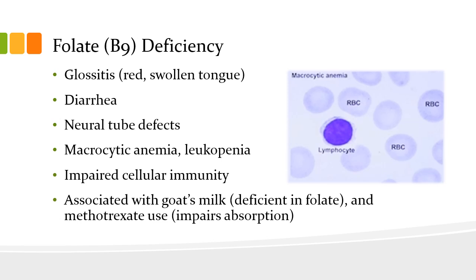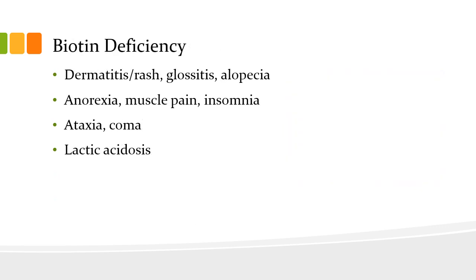Deficiency in folate, or B9, causes glossitis, diarrhea, neural tube defects, macrocytic anemia, and leukopenia. Goat's milk is deficient in folate, and methotrexate use impairs folate absorption. Biotin deficiency causes a rash, glossitis, muscle pain, alopecia, ataxia, and coma, and it's important to remember biotin deficiency is associated with lactic acidosis.